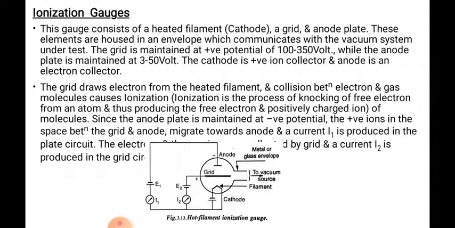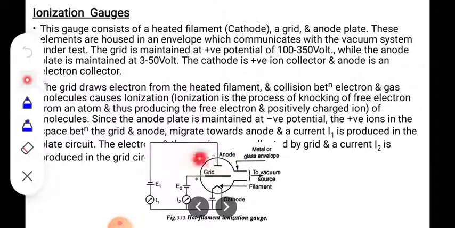This gauge consists of a heated filament, a grid, and an anode plate, and these elements are housed. Housed means they are enclosed in one envelope, which communicates with the vacuum system under test, and that envelope is closed with a vacuum. The grid is maintained at a positive potential, while the anode is maintained at a negative potential, and the cathode is maintained at a positive potential.